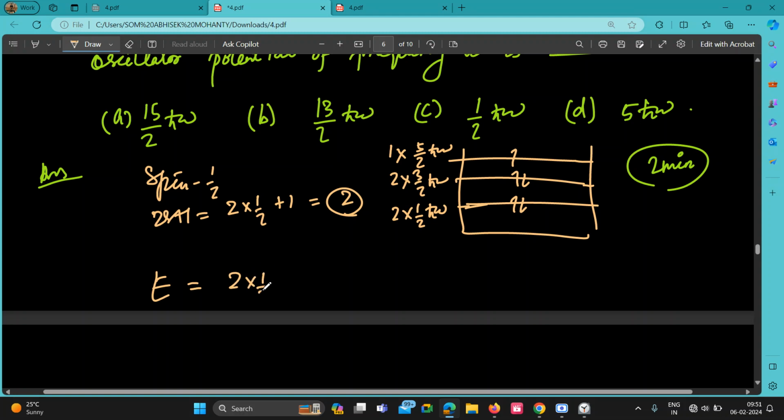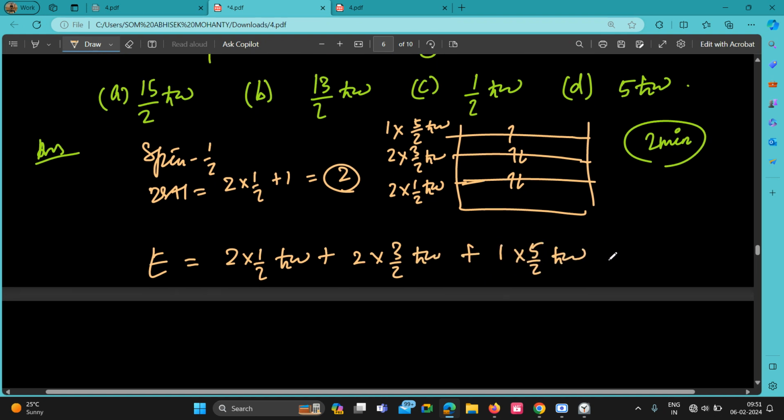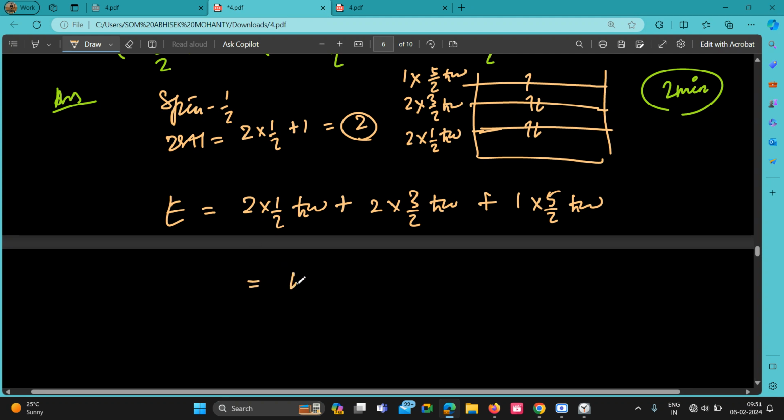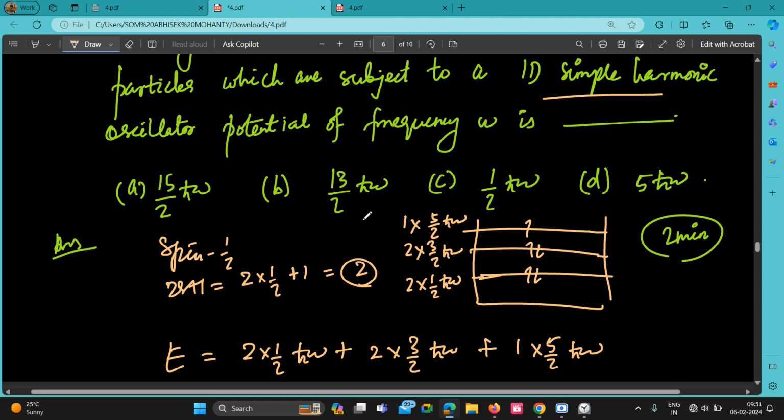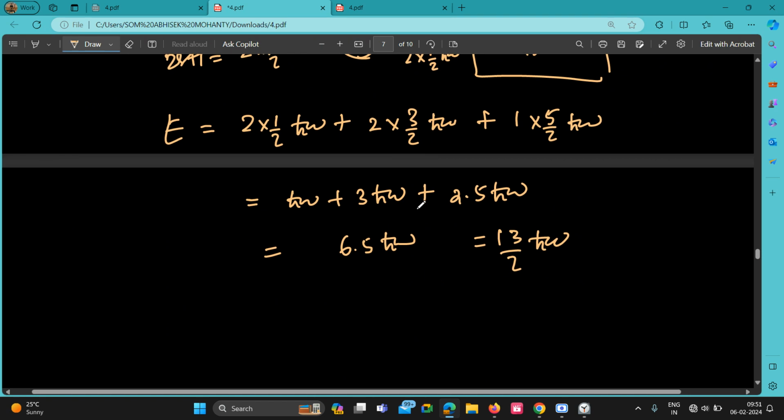2 into half h cut omega plus 2 into 3 by 2 h cut omega plus 1 into 5 by 2 h cut omega. That is h cut omega plus 3 h cut omega plus 2.5 h cut omega. So this is 6.5 h cut omega. Okay, 6.5 can be written as 13 by 2 h cut omega. Okay, let's see the options. Yeah, 13 by 2 h cut omega. Is it clear? Easy question.